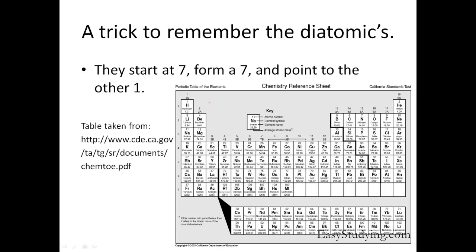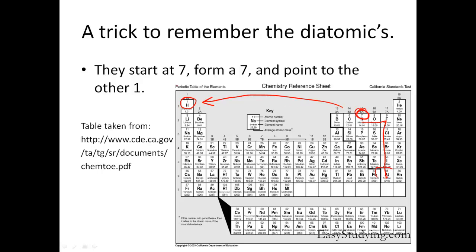It's a simple trick. It's this saying: they start at 7, form a 7, and point to the other 1. What I mean by this is, if you take a look at the periodic table, here's number 7. The value 7 goes for nitrogen. So they start at 7, form a 7, and point to the other 1 over here. So that's an easy way to remember it.